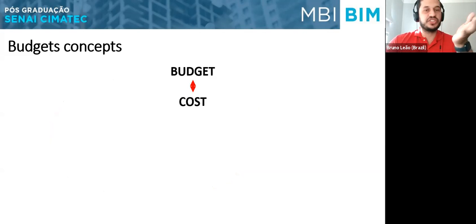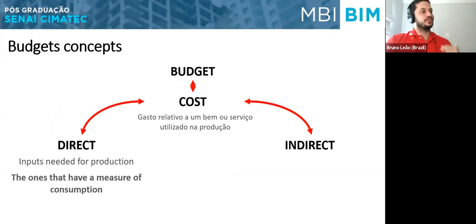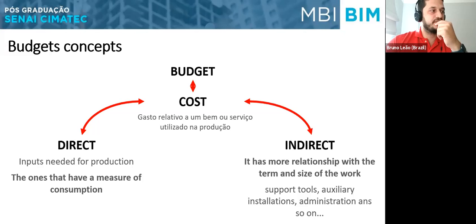And the budget is directly linked to the cost, which is the relative cost of something, a service, or some material of the construction. This budget can be divided into kinds of costs: the direct cost and the indirect.